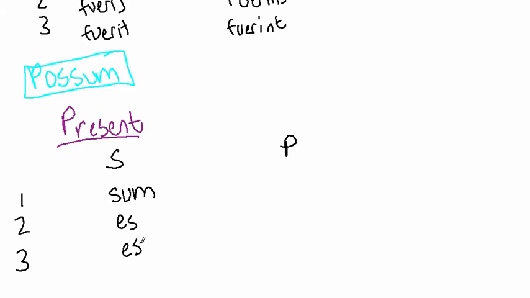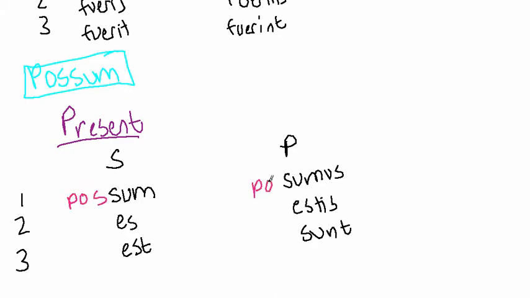Sum, es, est, sumus, estis, sunt. And here's a little trick. If the form of sum starts with an S, write down POS in front of it. And once again, this is just a single word. So let me go ahead and do that. And if it starts with an E, you put a T in front of it.